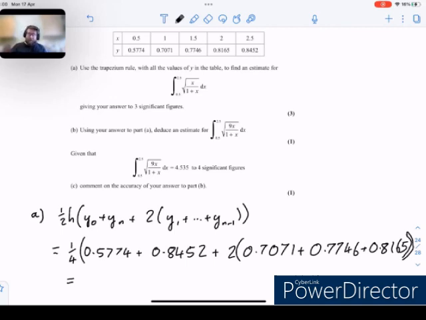So I'm just going to tap this into the calculator. Okay, I've done that now. The calculator is saying 1.5. How about 3 significant figures? So to 3 significant figures, it's 1.50.